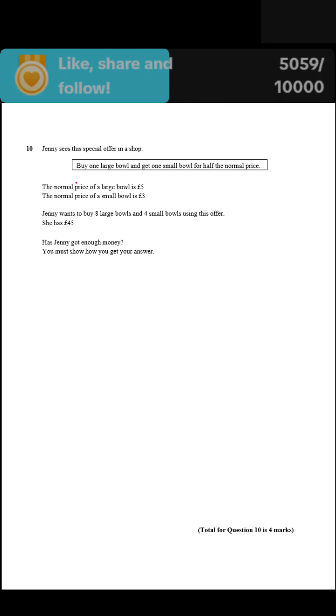So we read through this. The normal price for a large bowl is £5. She wants to buy 8 large bowls. So the first thing I'm going to do is 8 times by £5. That gives me £40.